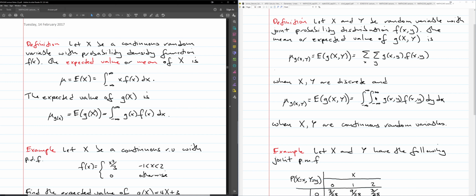And summing over all possible values would be integrating for y and x from minus infinity to infinity, right? In other words, you're integrating over the entire xy plane.